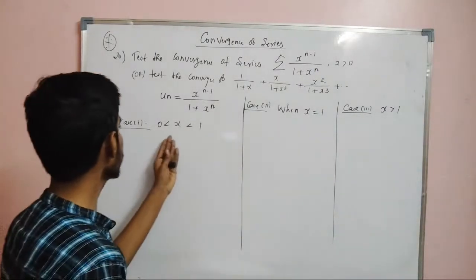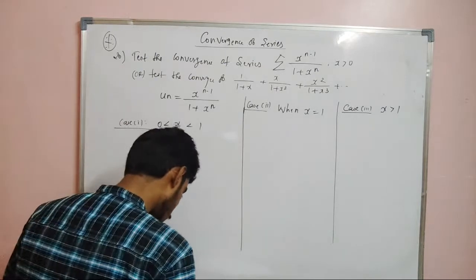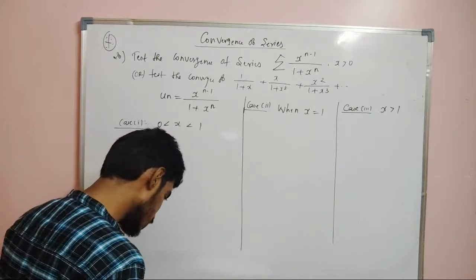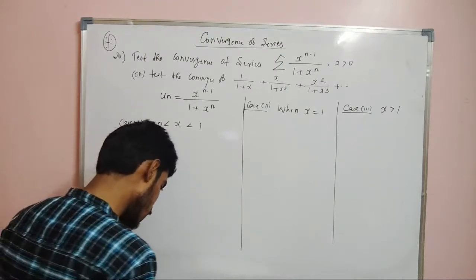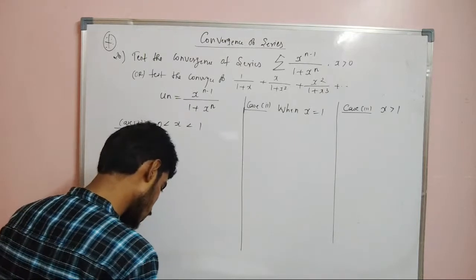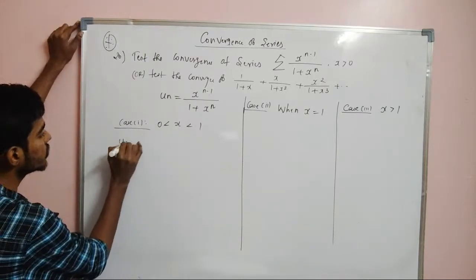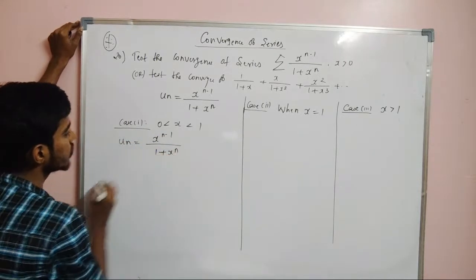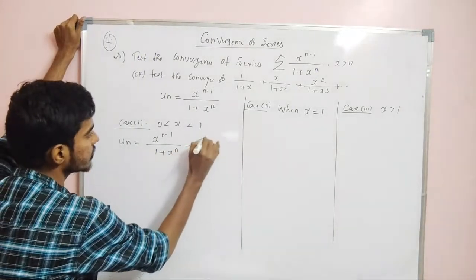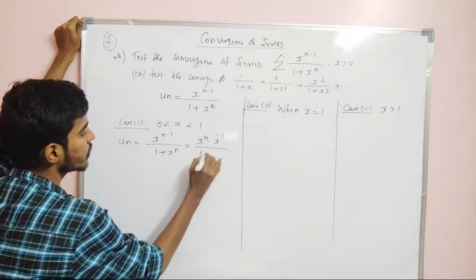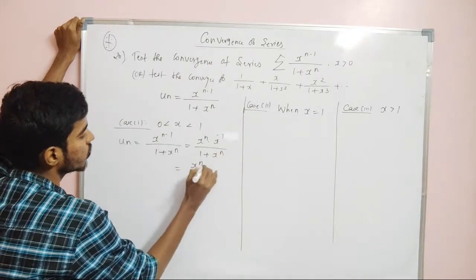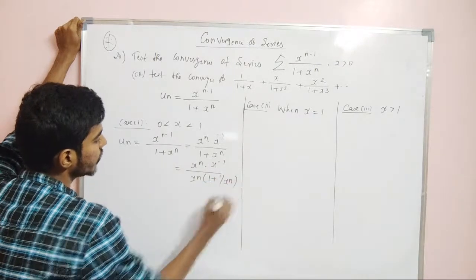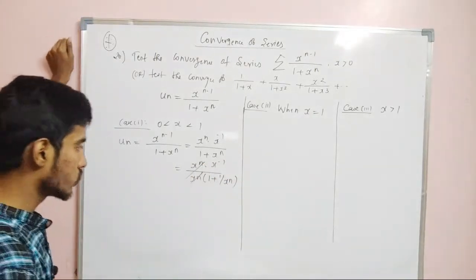So when 0 is less than x is less than 1, what happens to the series? Okay. Now what is Un? So Un is x power n minus 1 divided by 1 plus x power n, right? So I can write this as x power n into x power minus 1 divided by 1 plus x power n. Now just take x power n outside, so we will have 1 plus 1 by x power n, so these two will get cancelled.